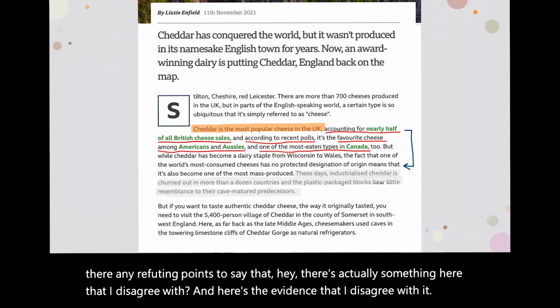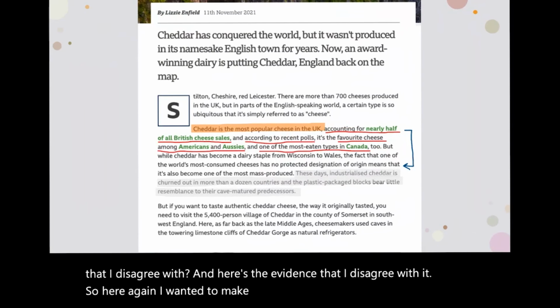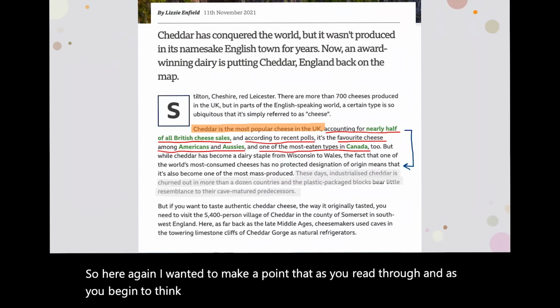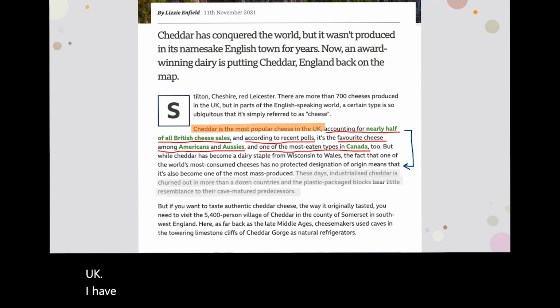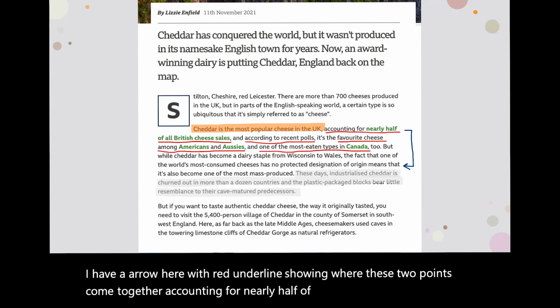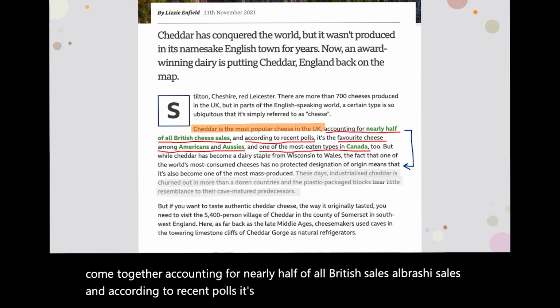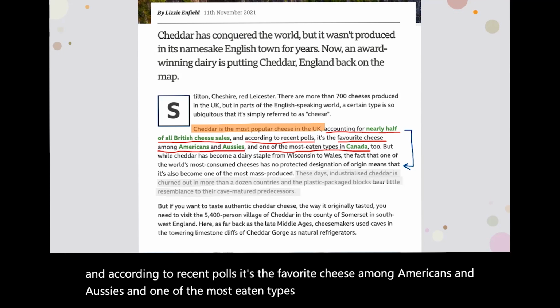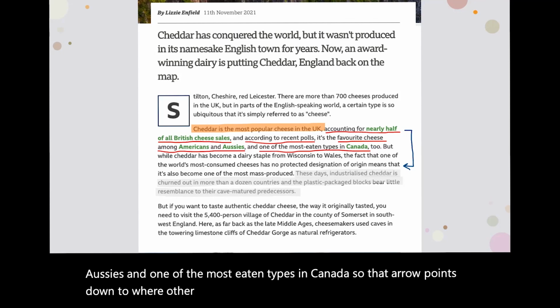So here again, I wanted to make a point that as you read through and as you begin to think about that, cheddar is the most popular cheese in the UK. I have an arrow here with red underlined showing where these two points come together: accounting for nearly half of all British cheese sales, and according to recent polls, it's the favorite cheese among Americans and Aussies, and one of the most eaten types in Canada. So that arrow points down to where other evidence supports that claim.